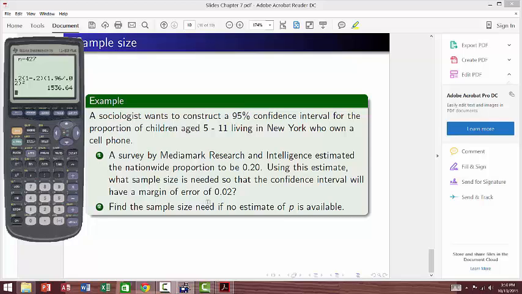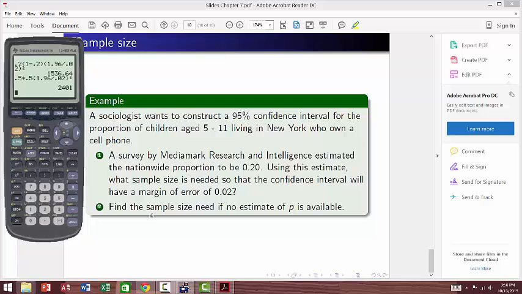Okay, what is the sample size if we do not have an estimate of p? What if we don't have p hat? Then you just use 0.5 times 0.5, right? So that's where your 0.25 comes from. And then 1.96 divided by 0.02 squared. Okay, 2,401. In this case, we actually get a whole number, so we don't need to round. So this sociologist needs to survey 2,401 people to satisfy these conditions.